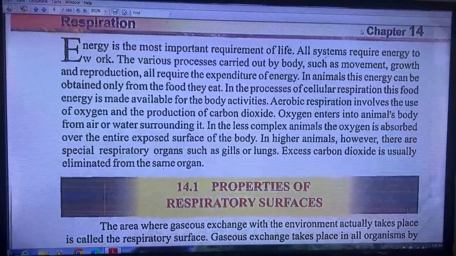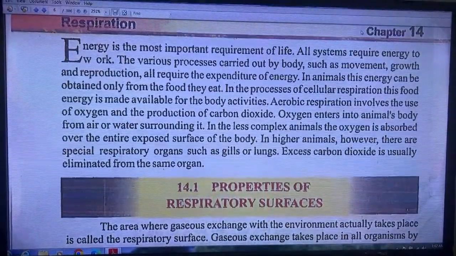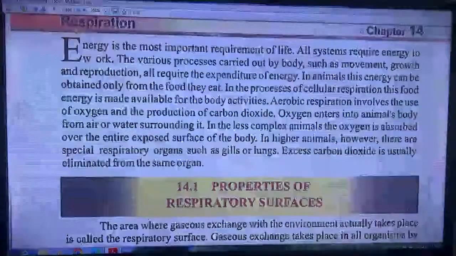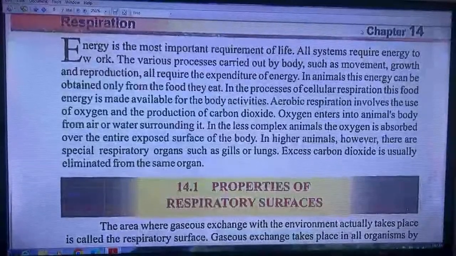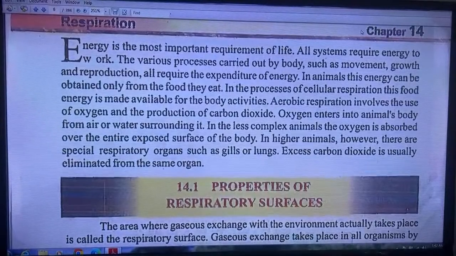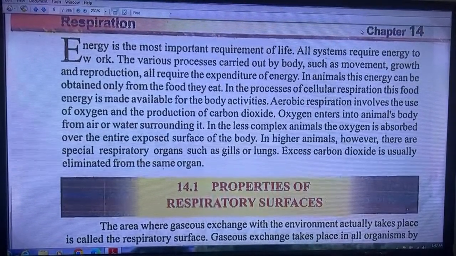In the process of cellular respiration, this food energy is made available for use, involving the use of oxygen and the production of carbon dioxide. Oxygen enters an animal's body from the air or water surrounding it. In the less complex animals, the oxygen is absorbed over the entire exposed surface of the body. In higher animals, however, there are special respiratory organs such as gills or lungs. Excess carbon dioxide is usually eliminated from the same organ.